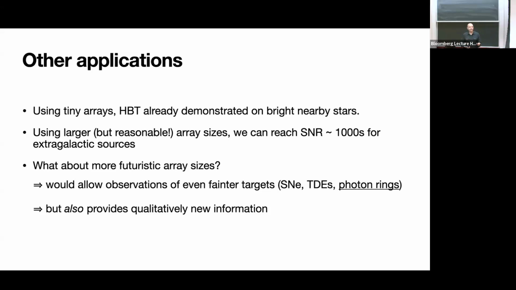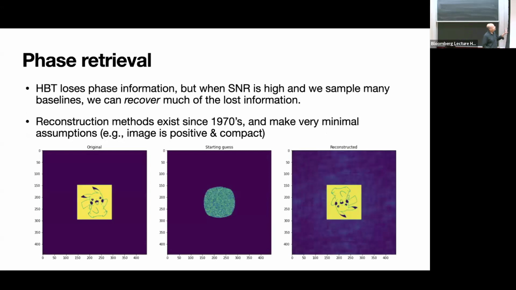But what I find more exciting though is that when you have really, really big arrays with lots of different baselines, they provide qualitatively new information that's not present in these more sparse arrays. And what I mean by that is the following. I mentioned before how intensity interferometers measure the amplitude of the Fourier transform, they lose the phase. Okay, so it's long been known that when you can densely sample the Fourier plane, you get back basically everything that you lost, okay?